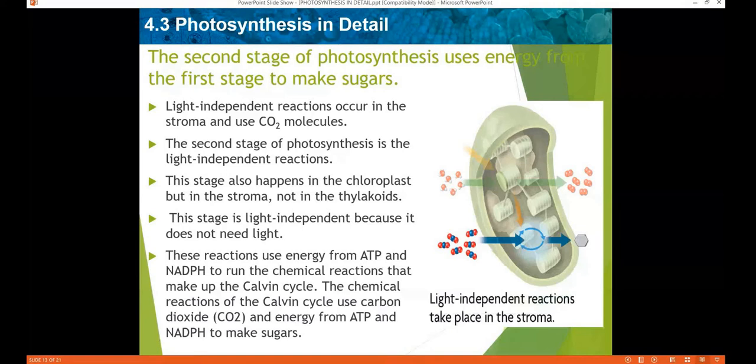Okay. So here we are going to again talk about the light-independent reactions. Girls, do you have any questions so far? No. Is it clear? Yes. No doubts? No. Okay.